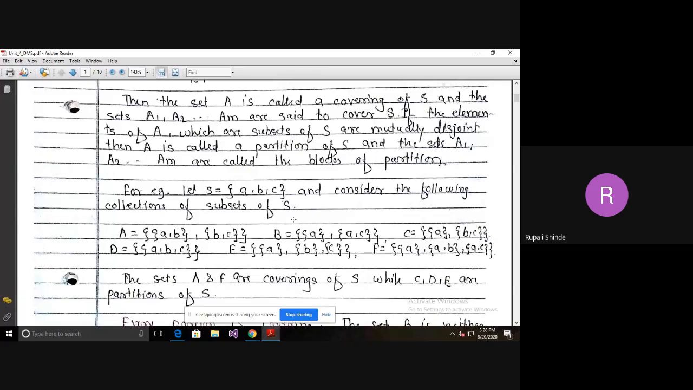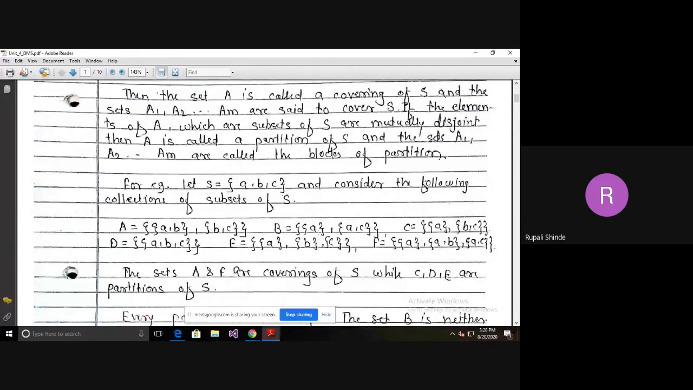So look, if you consider the second set, that is set B. Again this set consists of two subsets. First one is set A, second one is set C. Now first of all we have to check whether this one is a covering. आता covering आपण कधी म्हणणार आहे? If this set is containing all the elements of the original set, then only this is called a covering.